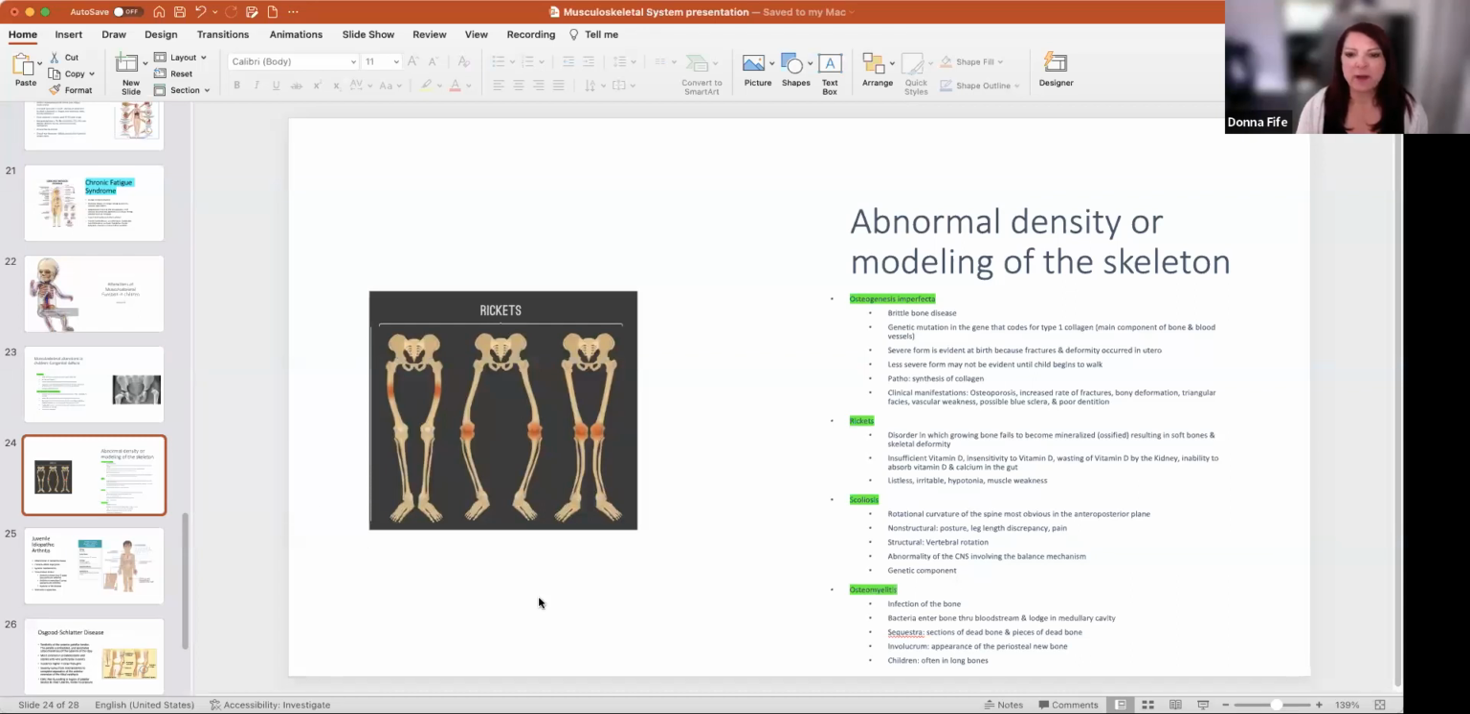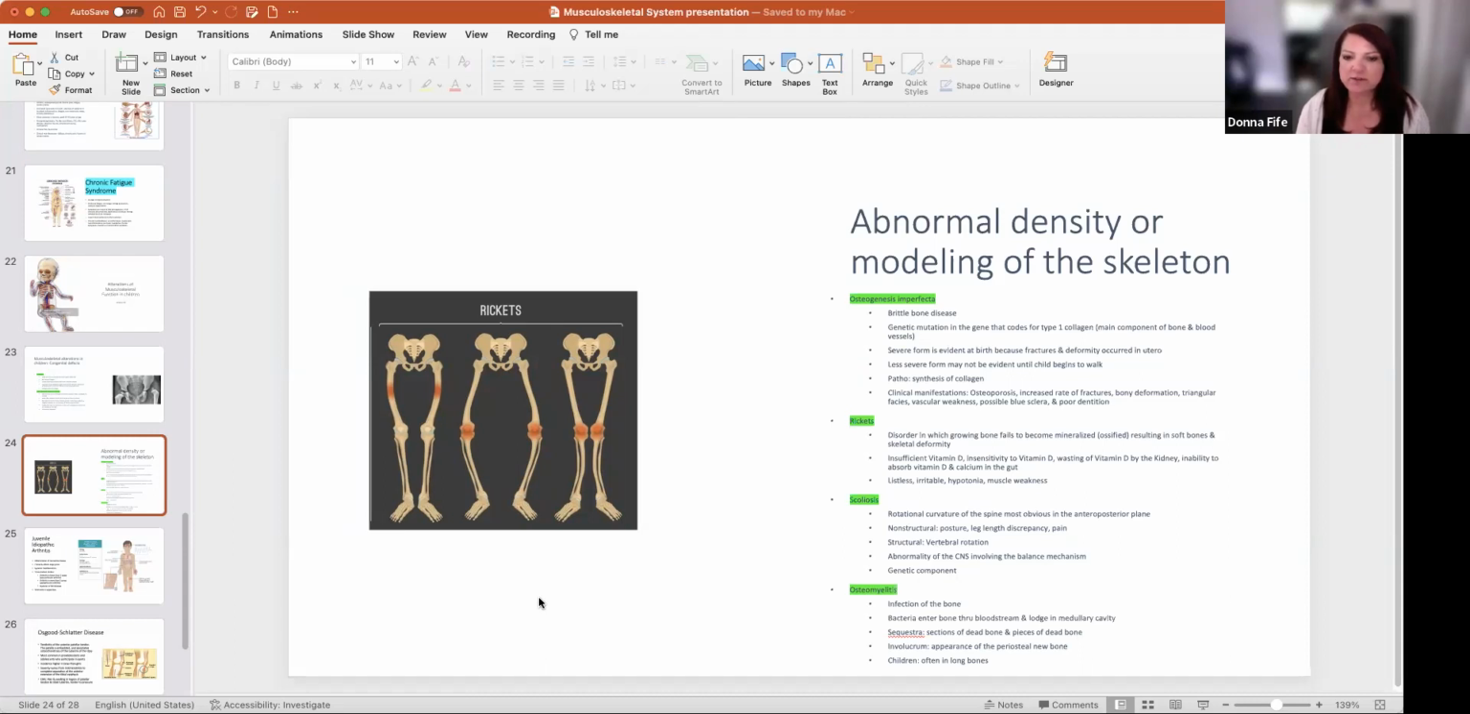Abnormal density or modeling of the bone, osteogenesis imperfecta. This is brittle bone disease. There's a genetic mutation in the gene that codes for type 1 collagen, which is the main component of bone and blood vessels. The severe form is evident at birth because fractures and deformities occurred in utero. There's a less severe form that may not be evident until the child begins to walk.